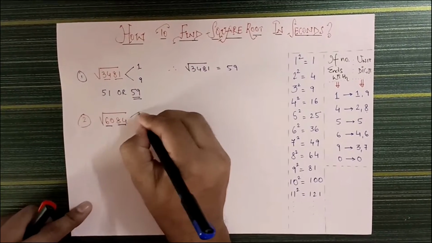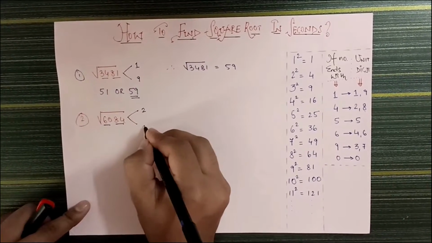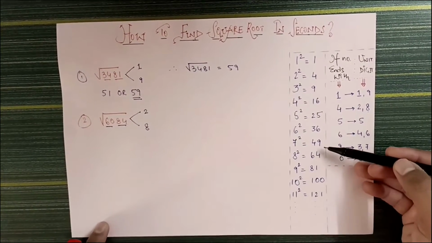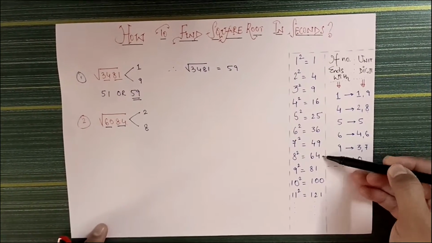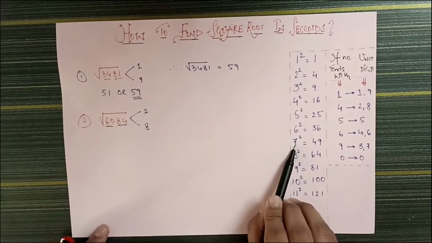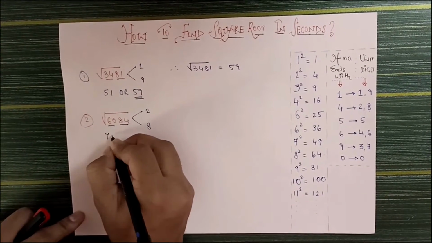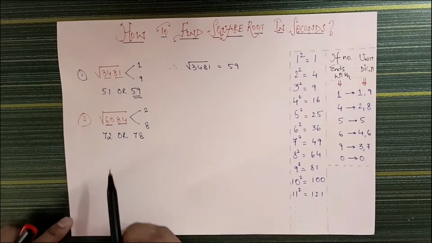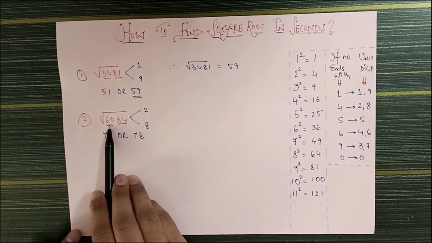Now, we have a look at the first two digits of the number, which is 60. As you can see, 60 falls between the squares of 7 and 8. So, we have to take the smaller number over here. So, the square root of 6084 has to be either 72 or 78.